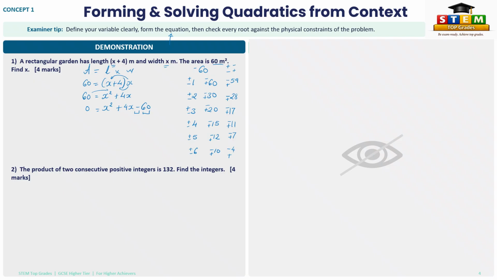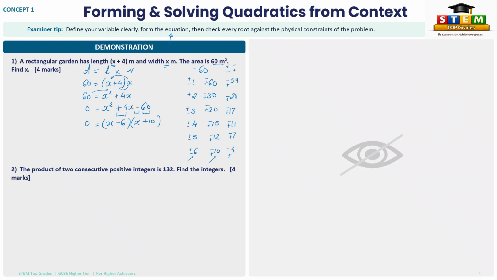Now, what we're looking for is plus 4, which happens to be just the last one, and that means negative 6 multiplied by plus 10 will give you negative 60. So when you factorize then, that's going to be x and x inside the brackets, and you get x minus 6 and x plus 10.